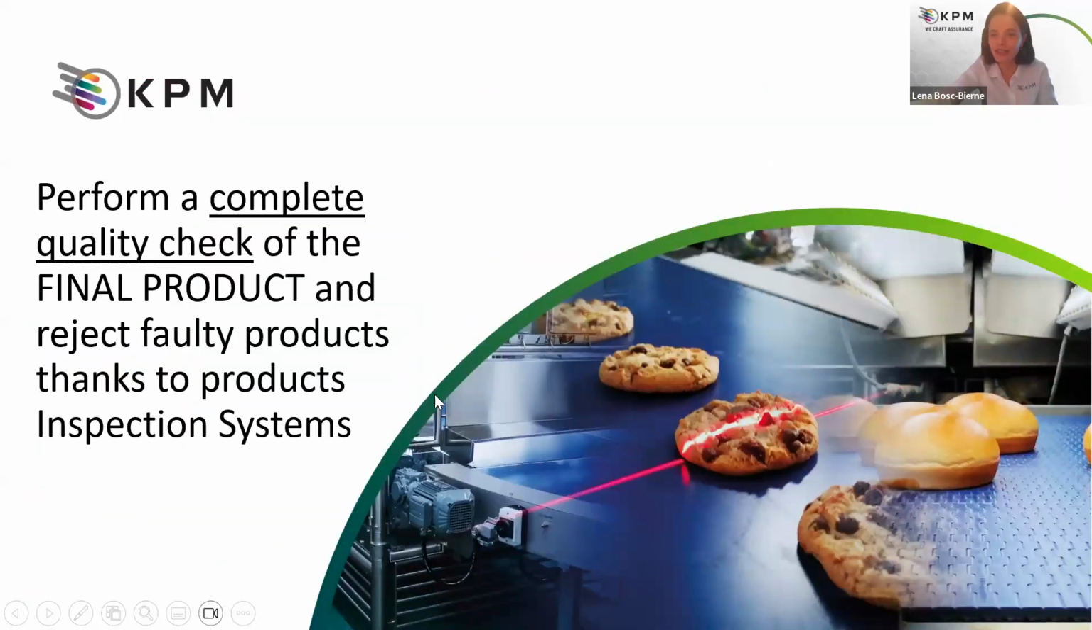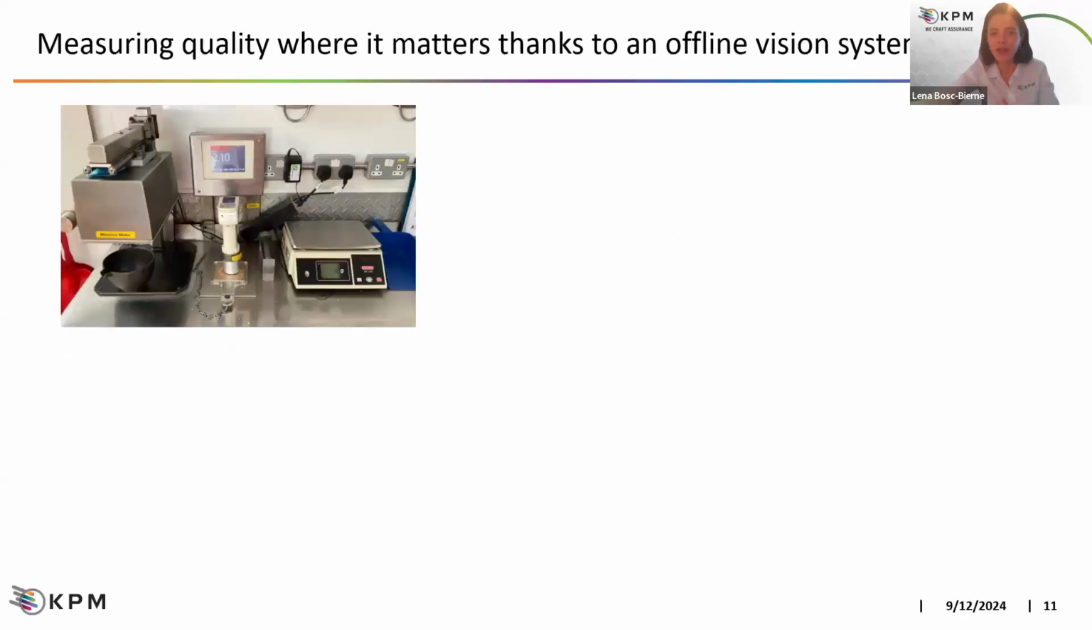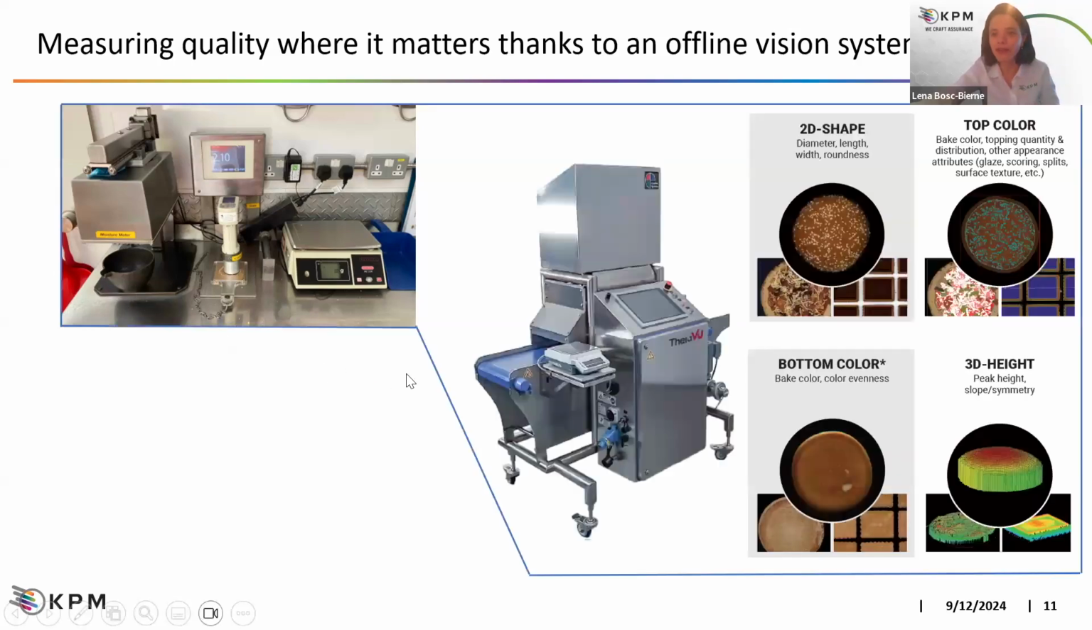Here again, the idea is to have a complete quality check of the final product. And you can do that either off the line. So here you're going to select your 10 products as usual, but you're no longer using a caliper, a moisture meter, a colorimeter, a weighing scale. You use an all-in-one product that is able to measure the shape, the color, the bottom color, the top color, the height, the symmetry of the product.